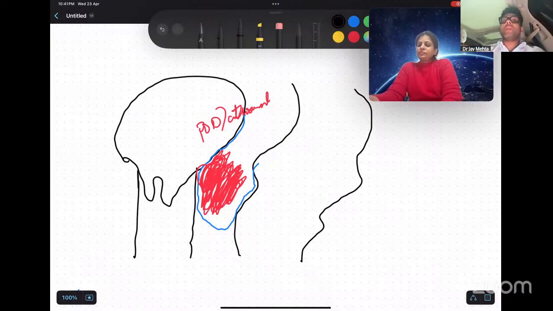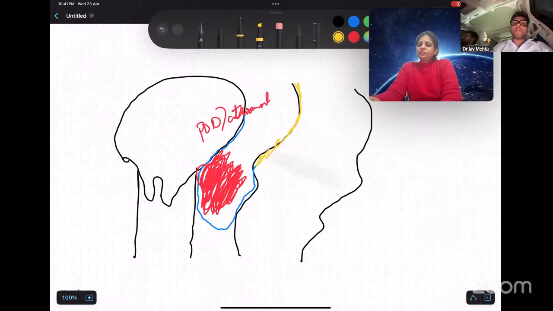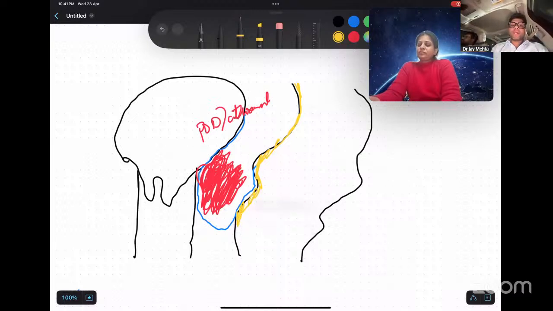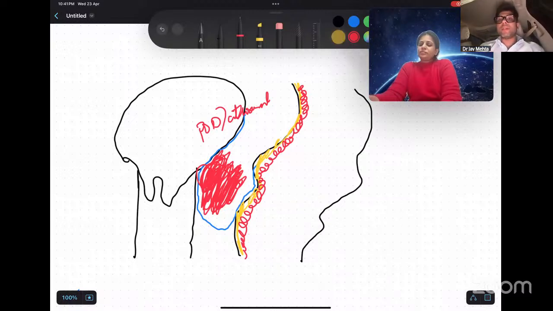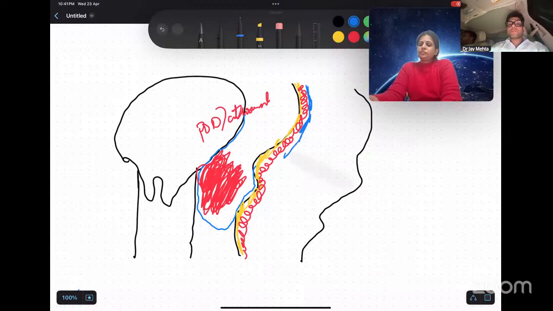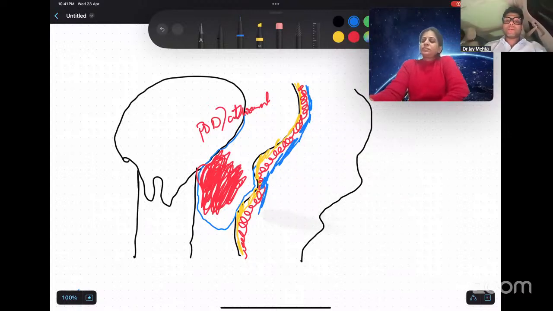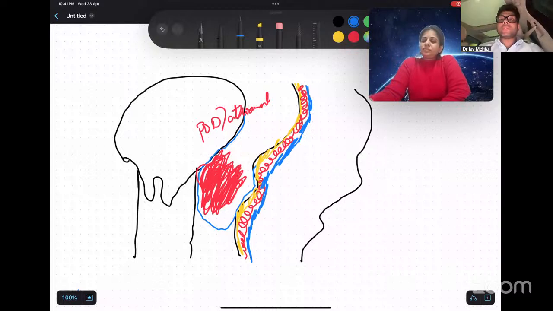So what does the bowel consist of? The bowel consists of an outer layer, which is considered to be the serosa. Correct? Inside the serosa is a second layer, which is the circularis muscle. Inside the circularis muscle, which is going to extend downwards, there is a layer of submucosa. Correct? And inside the submucosa, there is going to be the bowel mucosa.